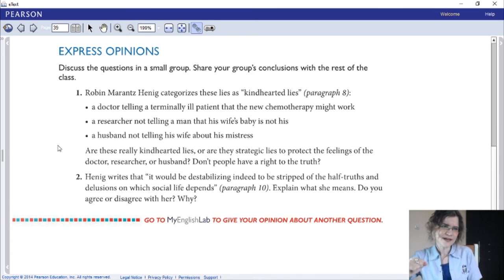Number two, Henig writes that it would be destabilizing indeed to be stripped of the half-truths and delusions on which social life depends. Paragraph 10. Explain what she means. Do you agree or disagree with her? And please tell me why. Please answer these questions, give your reasons, and if possible, even what it results in, how it affects the people around you, and what effect it might have on yourself or even your own environment.